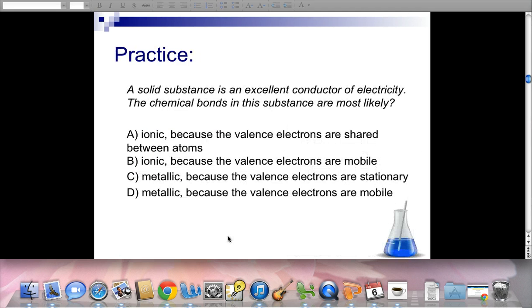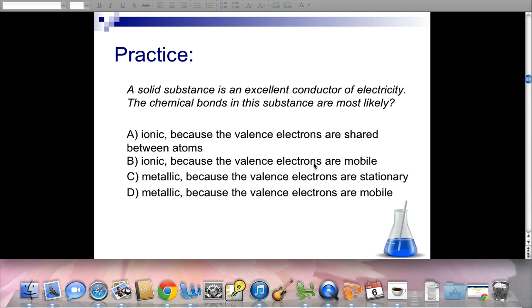So let's practice. A solid substance is an excellent conductor of electricity. The chemical bonds in this substance are most likely which? So we can rule out a few because we know that metallic compounds are conductive of electricity. One of the key terms here: it says ionic because the valence electrons are shared. Well, that's not right because they're not shared at all. They're just attracted to each other, so we can cross A off.